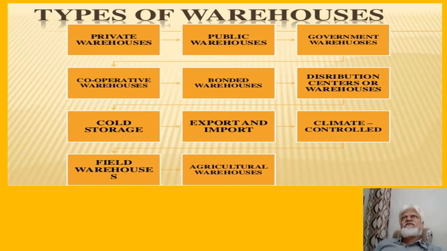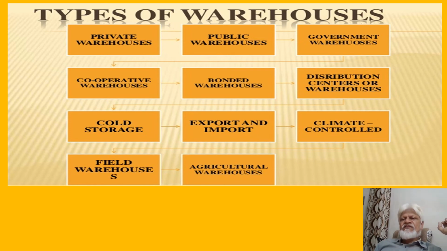Cooperative warehouses relate to the farming industry, where they have cooperative societies. They work for a certain concept, and these are called cooperative warehouses. Bonded warehouses are those which require great caution. They are used particularly in the import and export business, where clearance from customs officials is required. Until the clearance is given, this type of warehousing system works.